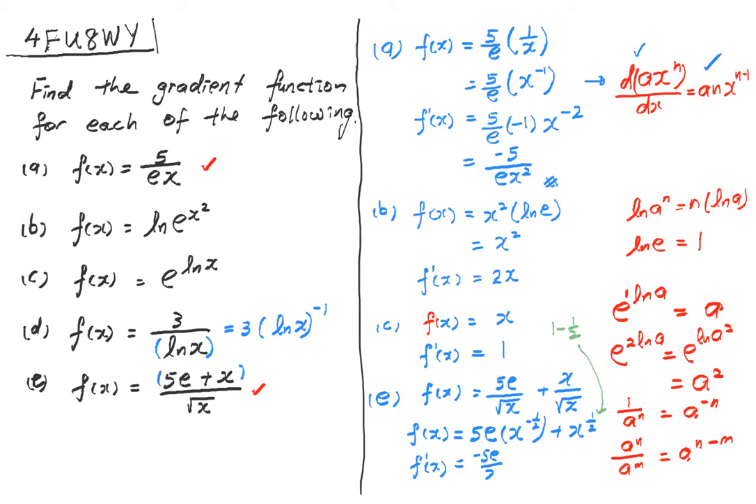You see or not? Negative pi e times -1/2. So it's -pi e over 2. Then power take away 1: -3 over 2. Plus, bring down the power, power take away 1. You can just leave your answer like that. Clear?